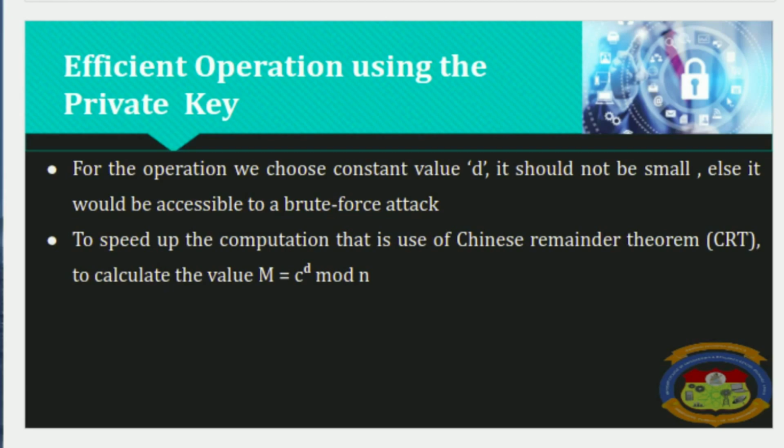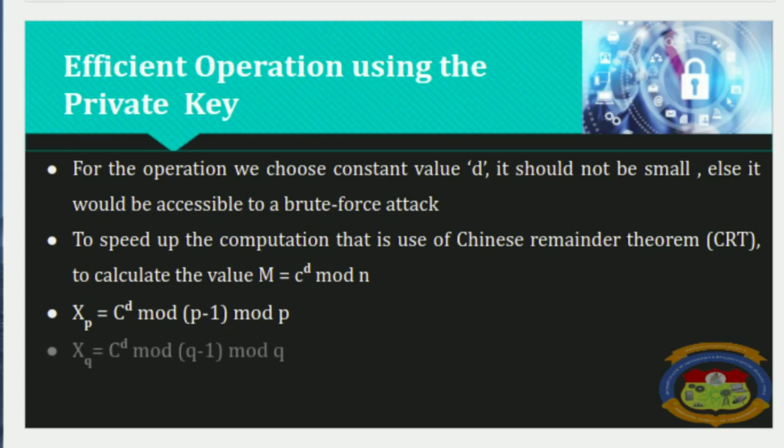CRT is the Chinese remainder theorem. In that, if we want to calculate the value of m, the decrypted message, which is equal to the ciphertext c to the power of the chosen constant value d, mod n, it gives intermediate results. Using the Chinese remainder theorem, for an integer p greater than 1 and relatively prime, we write xp as equal to the ciphertext c to the power of the chosen constant value d, mod p.